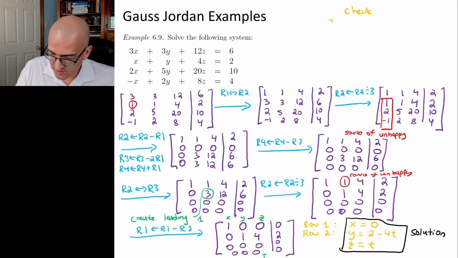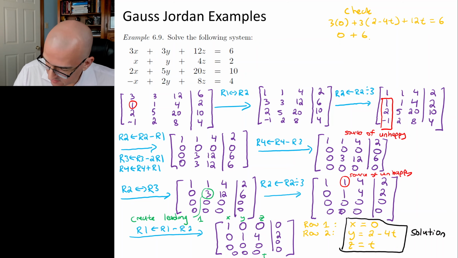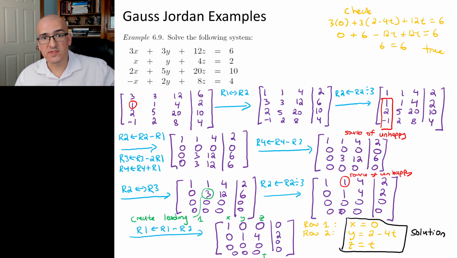Just in equation 1, so 3 times 0 plus 3 times 2 minus 4t. I'm really paranoid that I made a mistake, so this check is not 12t is equal to 6. So 0 plus 6 minus 12t plus 12t is equal to 6. 6 is equal to 6, true. So it's not a guarantee that we didn't make a mistake, but I probably got it right. If you want to check them all, go ahead, but that's what we're trying to do. We're trying to find all possible solutions.